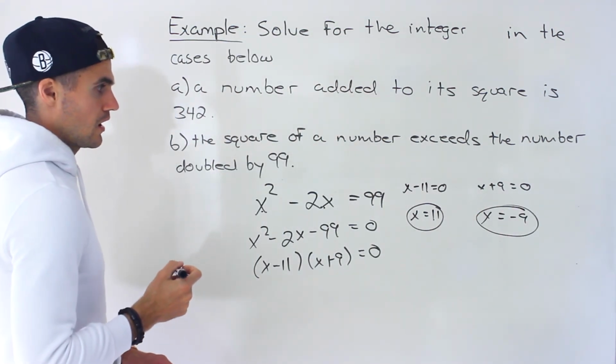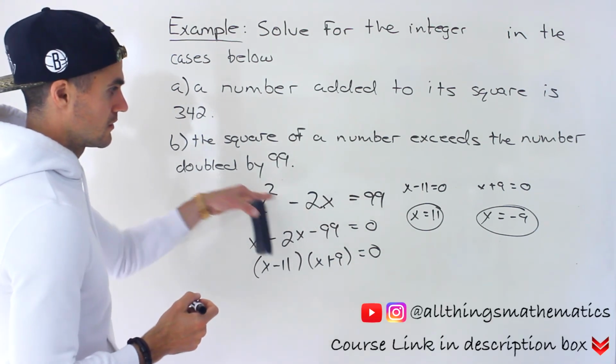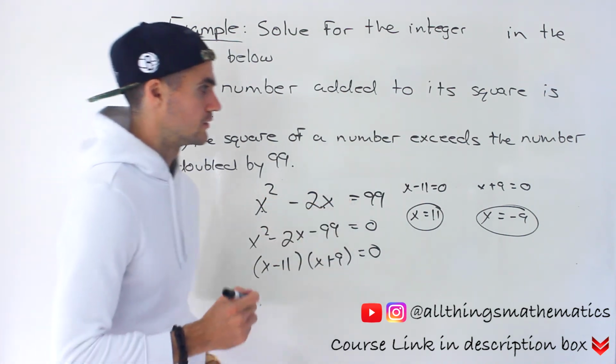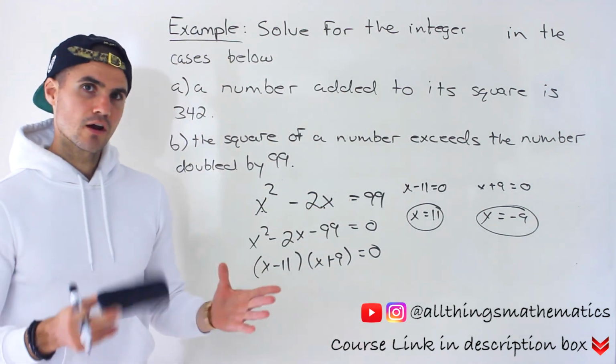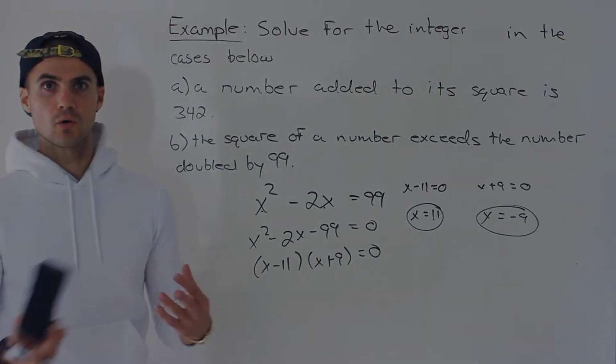Either of those works. If we take either of those and plug it in here, the left side would equal 99. So read these carefully, set up the equation, and then you can solve it either with factoring or the quadratic formula.